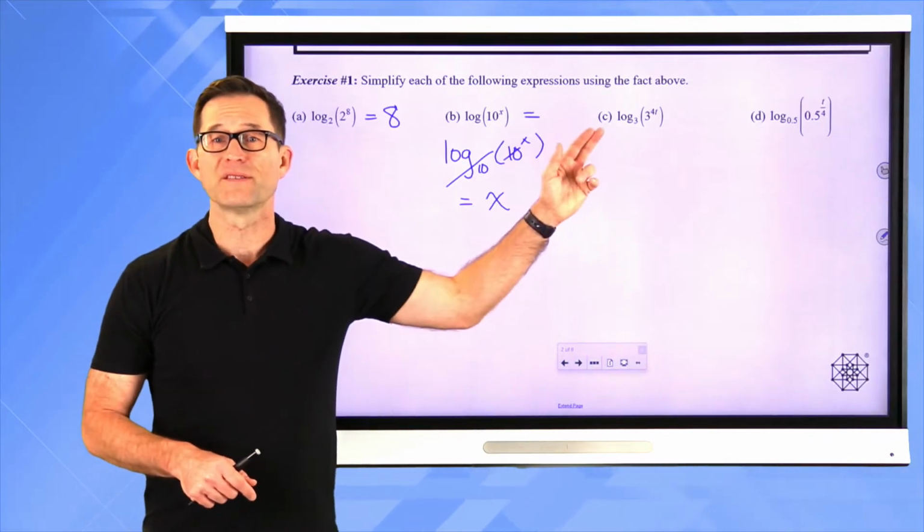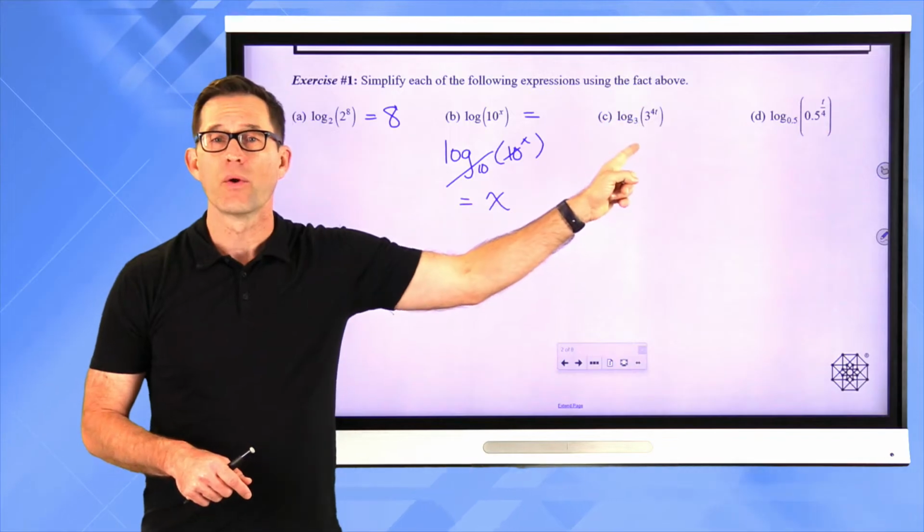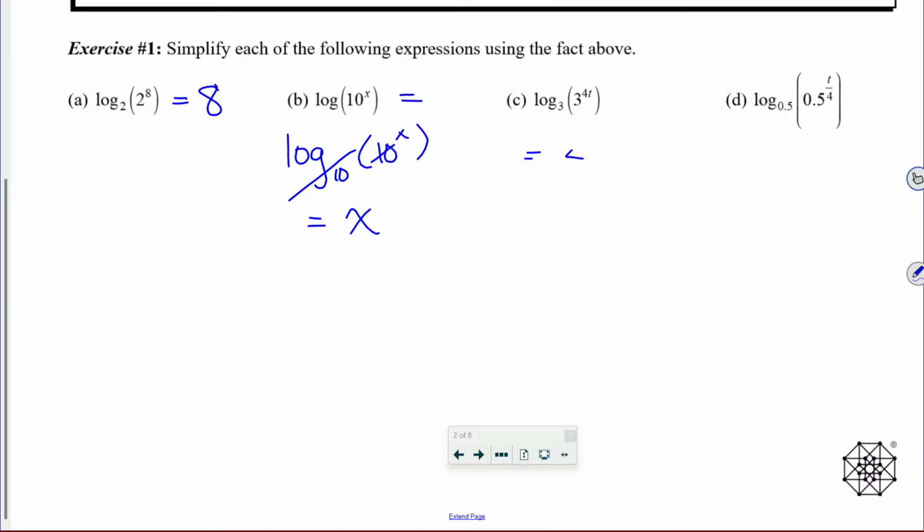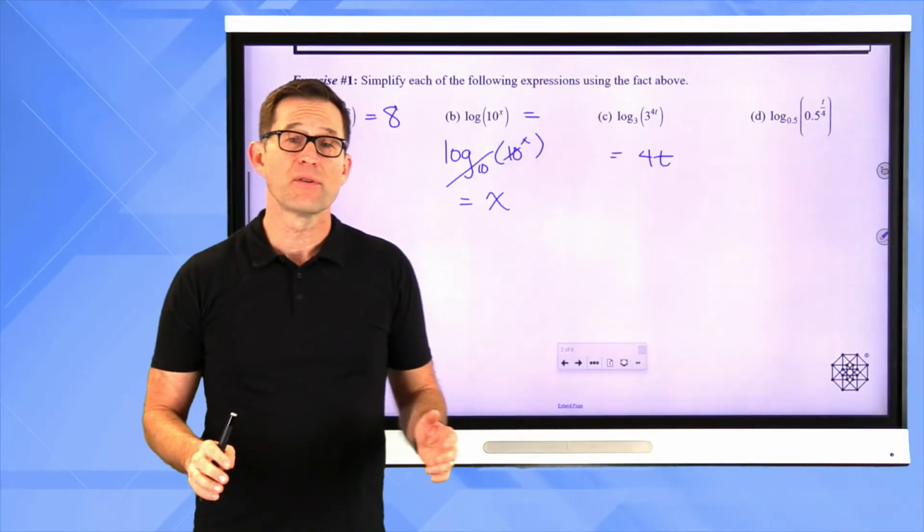All right, well, the log base 3 of 3 to the 4t, what do I have to raise 3 to get 3 to the 4t? Well, I have to raise it to the 4t. Now, the bases don't even have to be particularly nice.